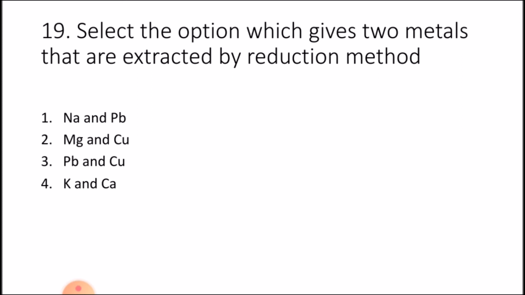Question number 19. Select the option which gives two metals that are extracted by reduction method. This is also a question related to the activity series. Elements present higher up in the activity series are extracted using electrolysis, elements present in the middle of the activity series are extracted using the reduction method, and metals below this are extracted by using physical methods.